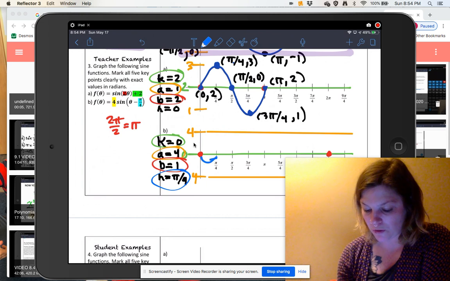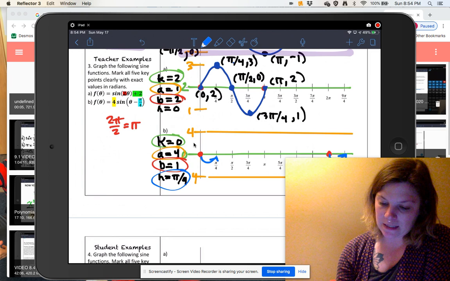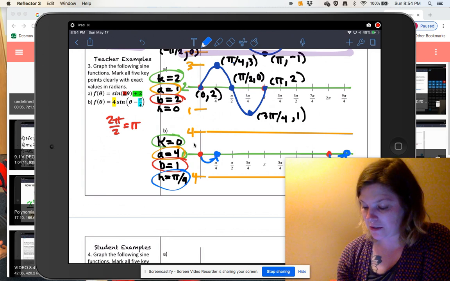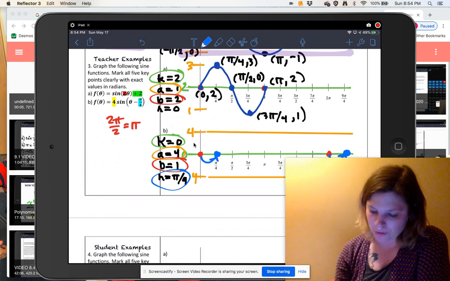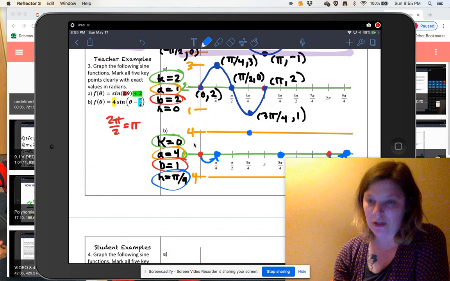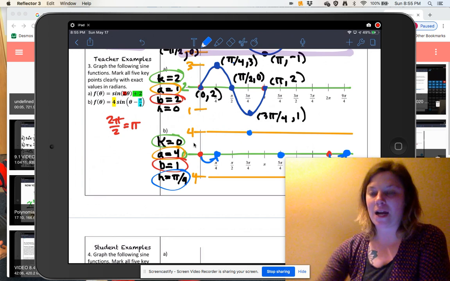So the beginning moves over pi over 4. The end moves over pi over 4. And so actually it's going to start here and end here. But the symmetry is still the same. So if I were to go halfway between those two, that's where we're at 0. Halfway between those two is where you're at your maximum. Halfway between these other two is when we're at our minimum.